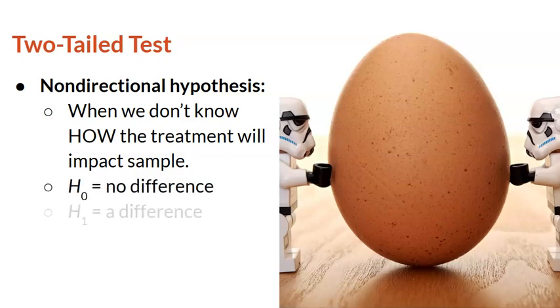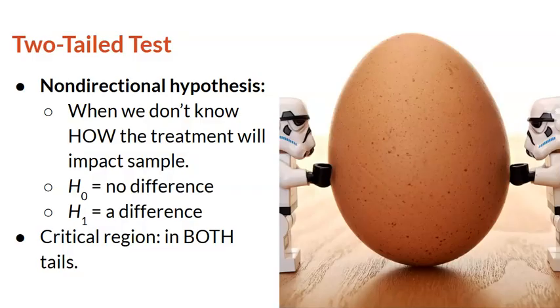The null and the research hypotheses will be the same as in the previous lecture video. If it's not obvious yet, the critical region for this test will be in both tails, since we do not know which direction the effect will be.